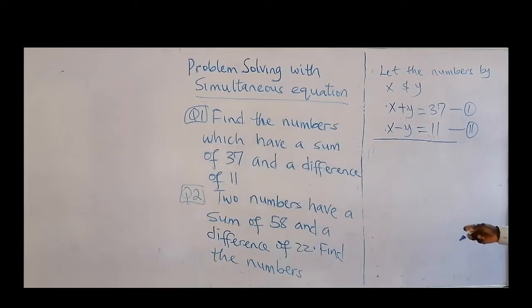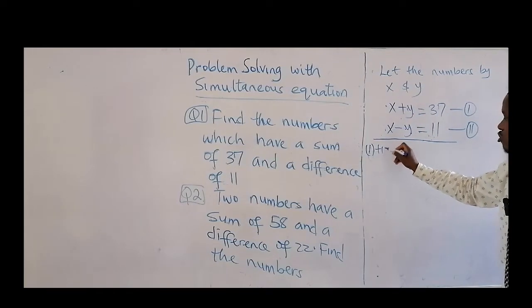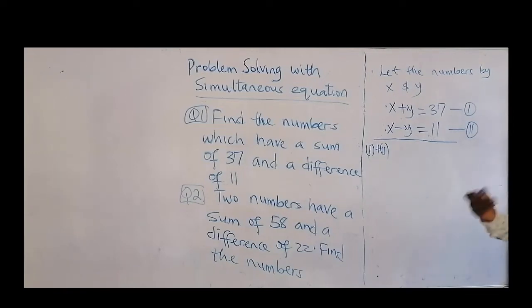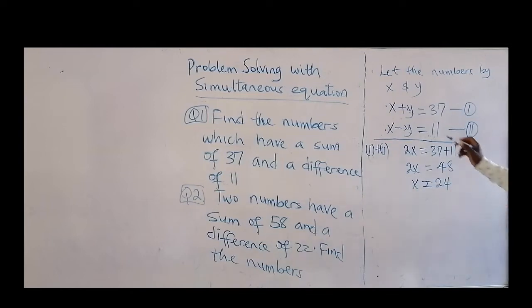I want to cancel this y, so I'm going to say equation 1 plus 2, because the moment you add minus and plus together, it's going to cancel out. So x plus x is 2x, the y terms cancel, then you have 37 plus 11. That's 2x equal to 48, and x is 24, that's 48 divided by 2.